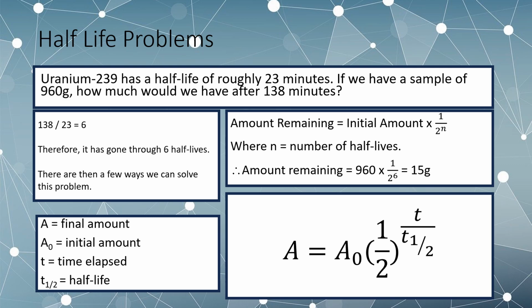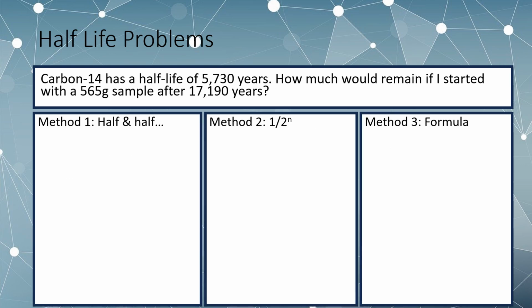Now, what we're going to do is look at one more example, and I'm going to go through all 3 methods for how you might solve the problem: using just the half and half and half again, the simple formula, and the more complex half-life formula in total. So, carbon-14 has a half-life of 5,730 years. How much would remain if I started with a 565 gram sample after 17,190 years?